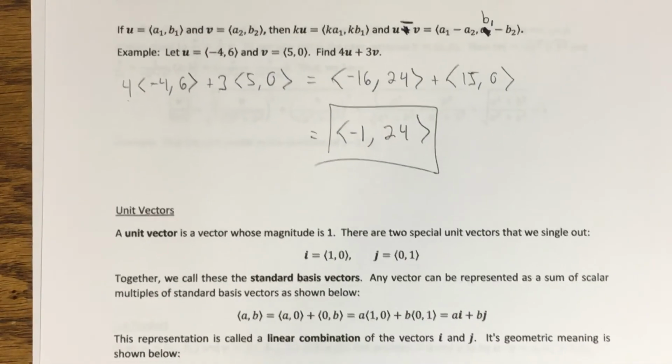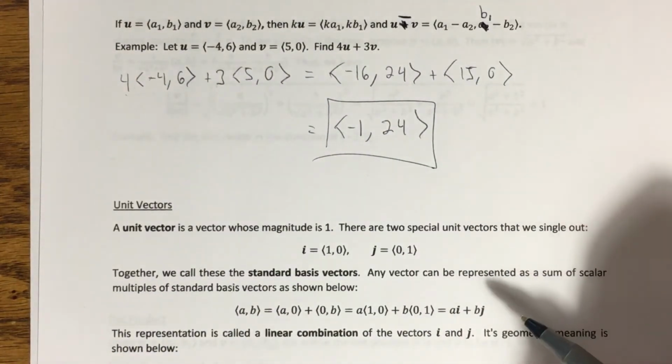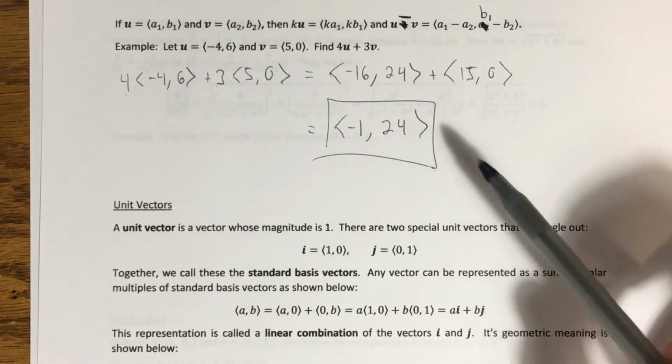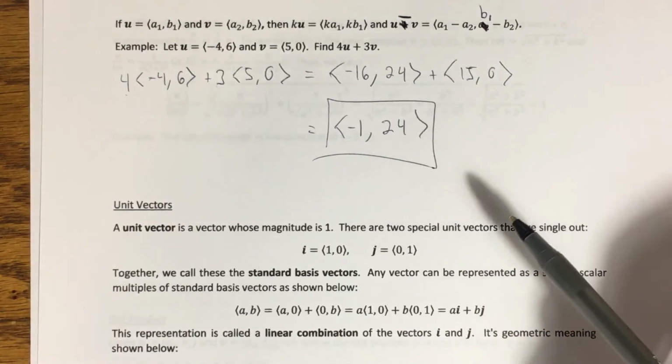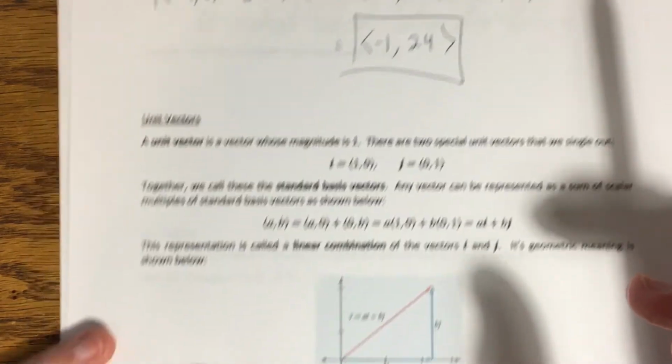Okay, so we oftentimes are performing multiple operations on vectors at a time. Scalar multiplication and addition in this case. But it's all very straightforward. If you know the rules, it's really just super basic arithmetic. Okay. Moving on.